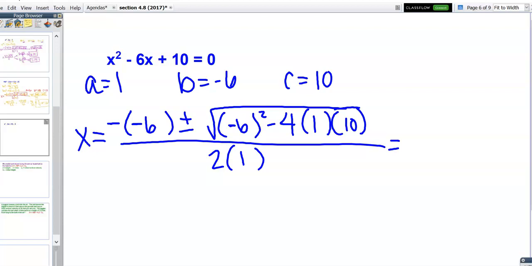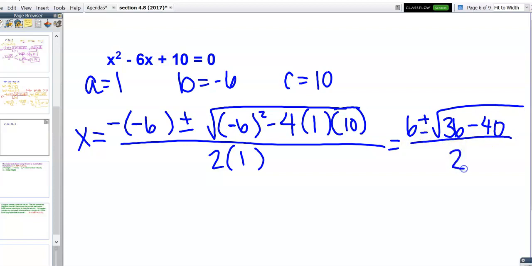Double negative for the 6 makes positive. -6 squared is 36. And then 4 times 1 is 4 times 10 is 40. So this is minus 40 over 2. This simplifies to 6 plus or minus the square root of -4 over 2.